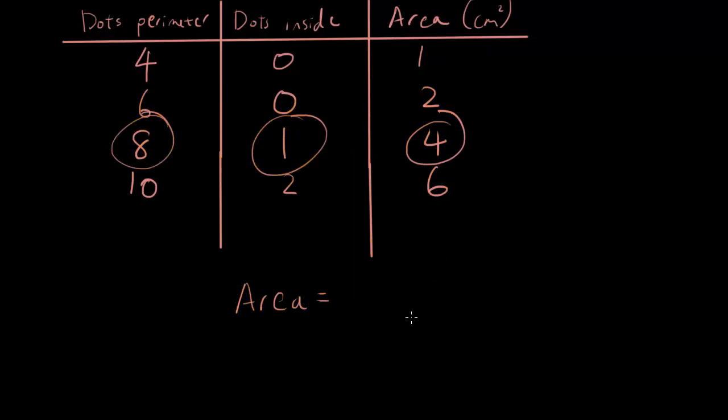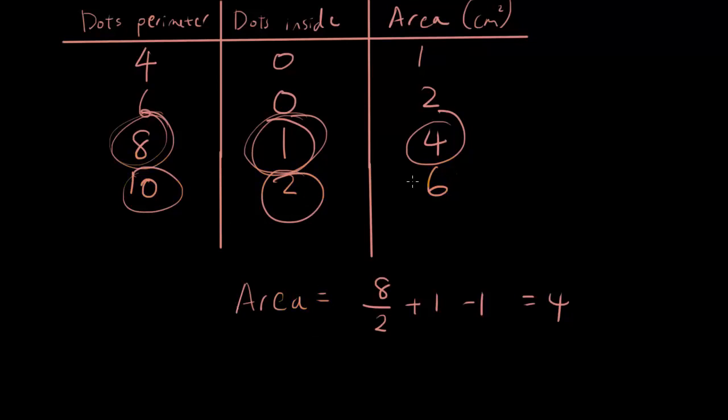How would you calculate the number 4 from the number 8 and the number 1? What would you do to these two numbers? Well, you would probably do something like this: 8 divided by 2 plus 1 minus 1. This number divided by 2 plus this number minus 1, and that'll give you 4. 8 divided by 2 is 4. 4 plus 1 is 5. 5 minus 1 is 4. Let's try it with these two numbers. What's 10 divided by 2? 5. Plus 2 is 7. Minus 1 is 6.